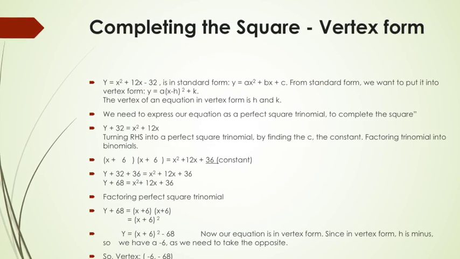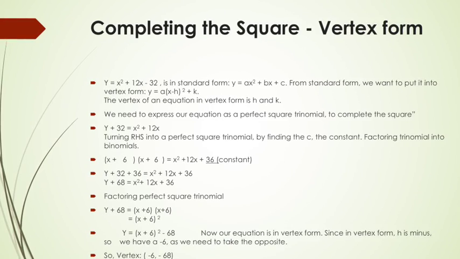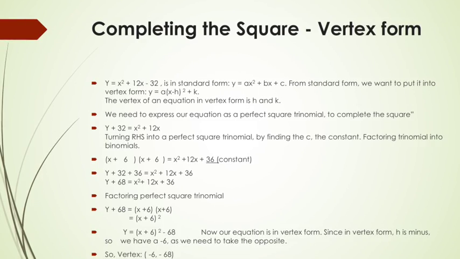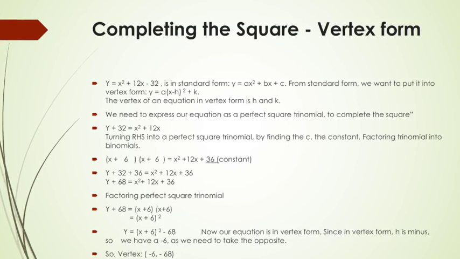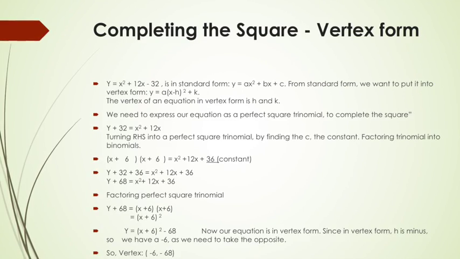So, (x plus 6)(x plus 6) is equal to x squared plus 12x plus 36. In this case, you're trying to find the constant. Now, again, as said previously, if you add 36 to the right hand side, you'd have to add 36 on the left hand side.